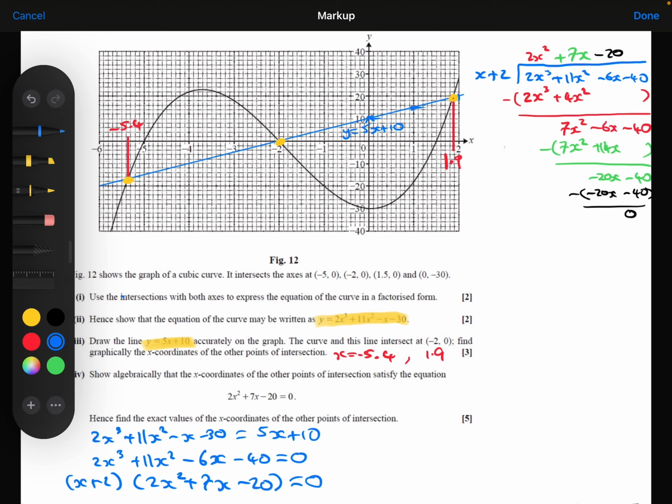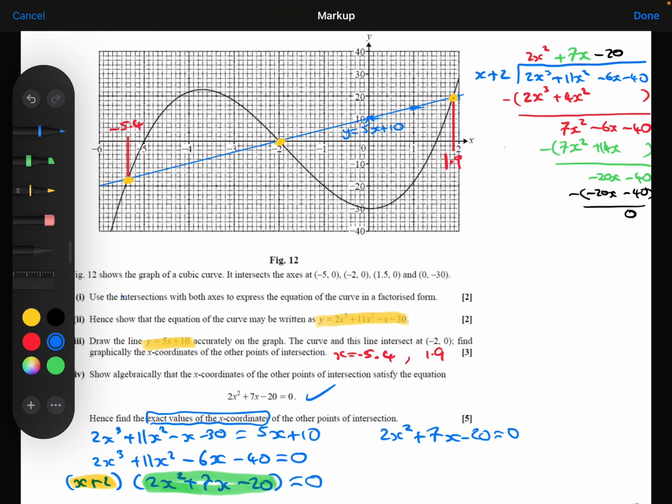So the roots of this cubic are x plus 2 equals 0 that we know, or 2x squared plus 7x minus 20 equals 0. Which was what we needed to show. It now says, hence, find the exact values of the x coordinates of the other points of intersection. So we are now going to take this equation and solve it, this quadratic equation.